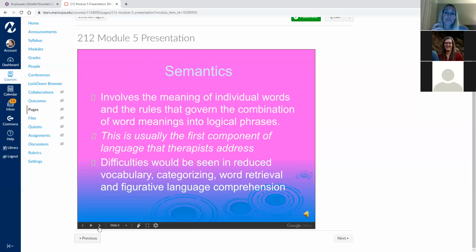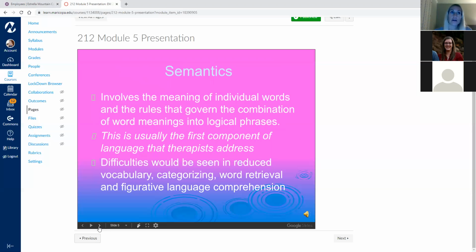So we often see, if somebody has semantic language issues, reduced vocabulary, difficulties categorizing, and word retrieval. And where we see it quite a bit as therapists is that figurative language component, where the literal meaning is one thing, but the actual meaning is something completely different. Definitely, we see a lot of difficulties with our various clientele, from young to old, with figurative language.